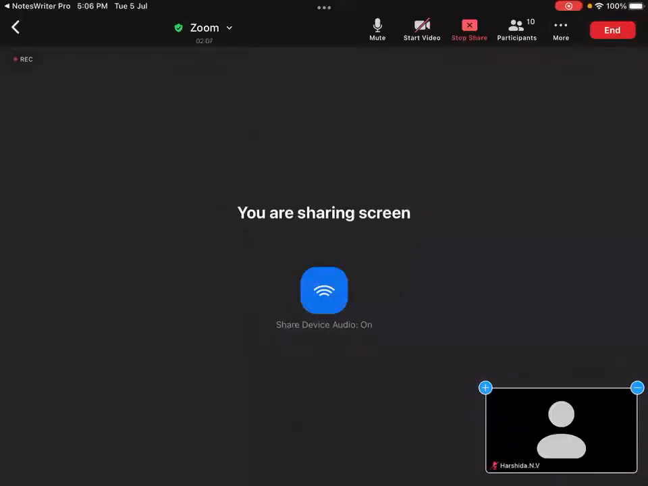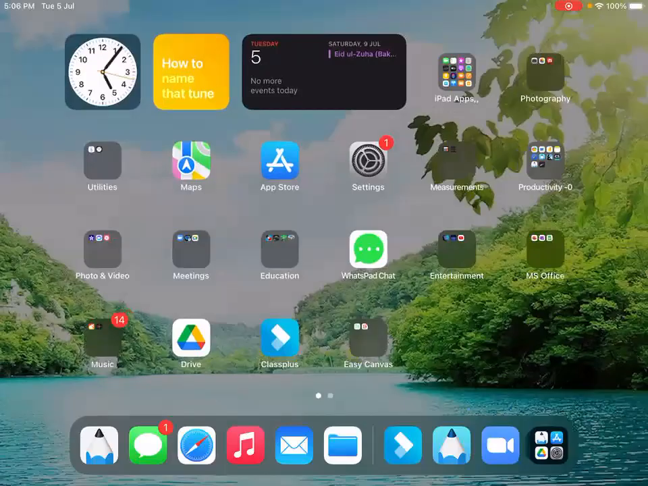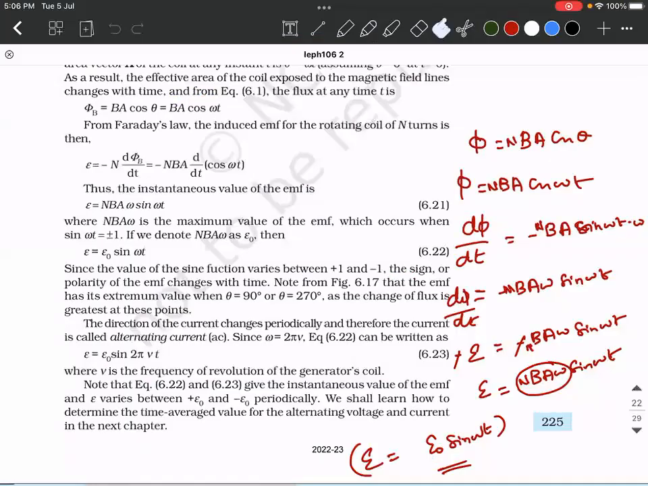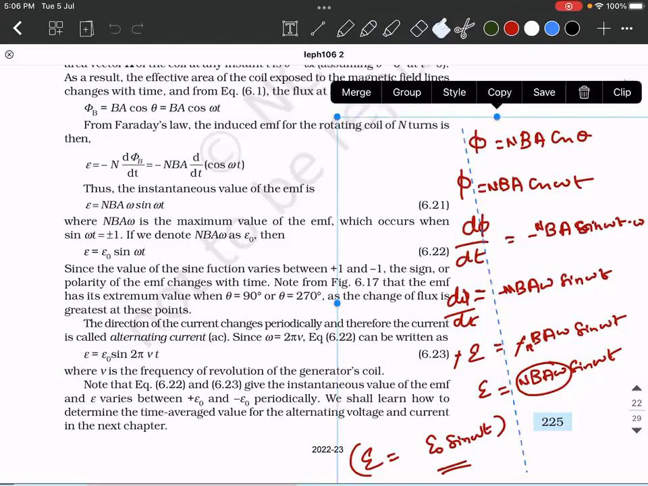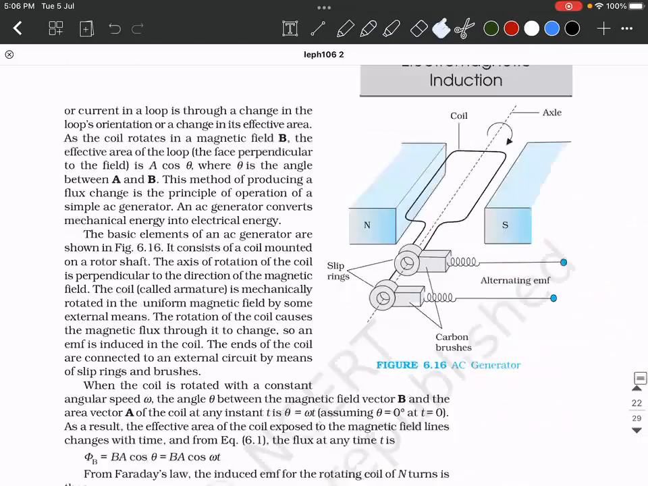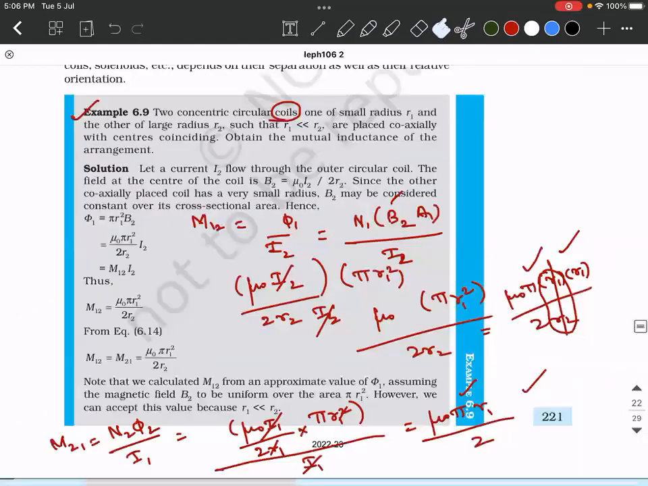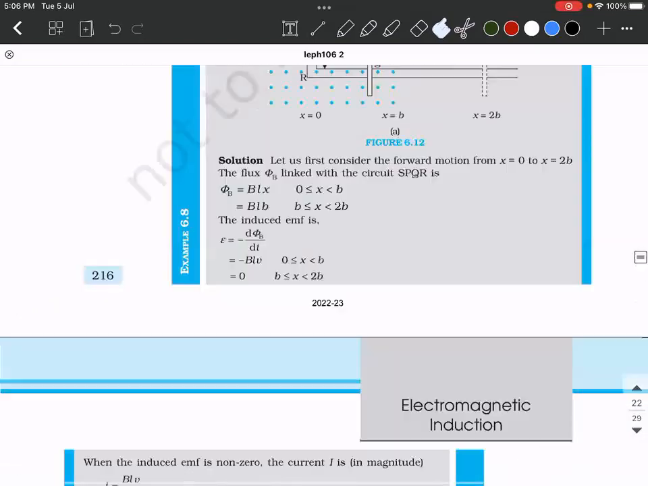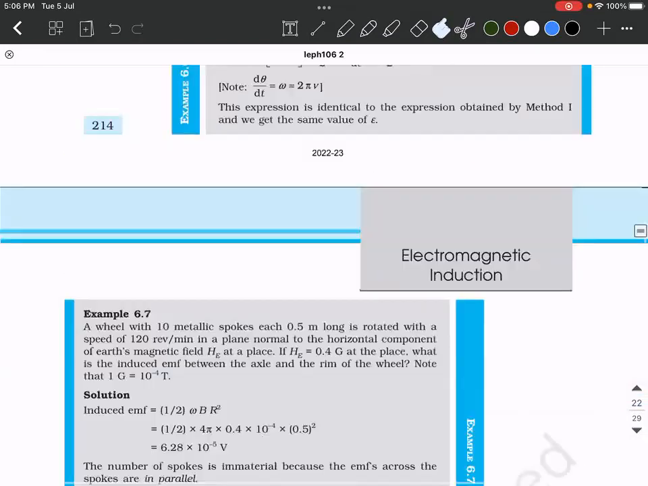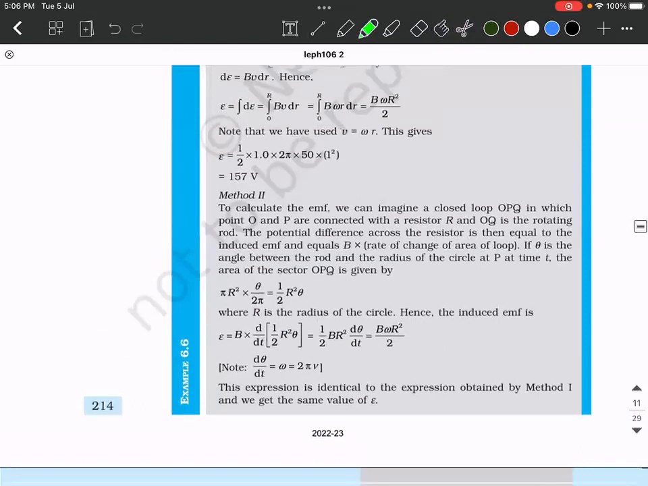So what was the last topic? So what were we discussing yesterday? The last topic, Nitish. Example 6.6. We are done with example 6.6, no?